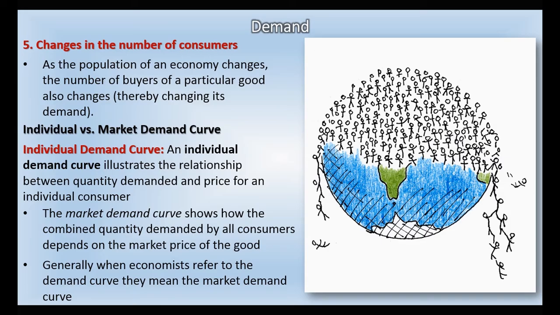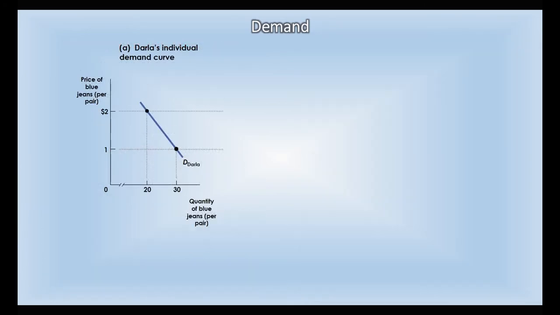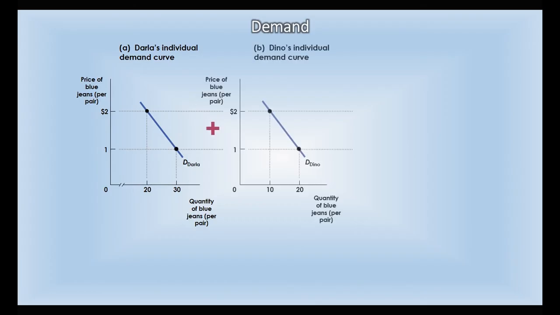So let's say there's a person named Darla. We're talking about the market for blue jeans. This is her individual demand curve. It represents her willingness to buy jeans at any given price. At $2, she'll buy 20 jeans. At $1, she'll buy 30 jeans. Then you've got Dino. Dino also buys jeans. He has an individual demand for jeans at various prices. At $2, he'll buy 10 pairs of jeans. At $1, he'll buy 20 pairs of jeans.